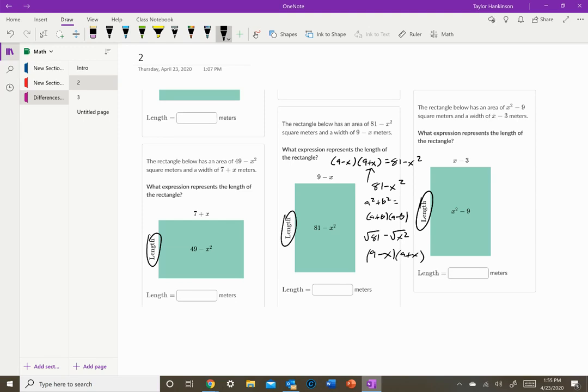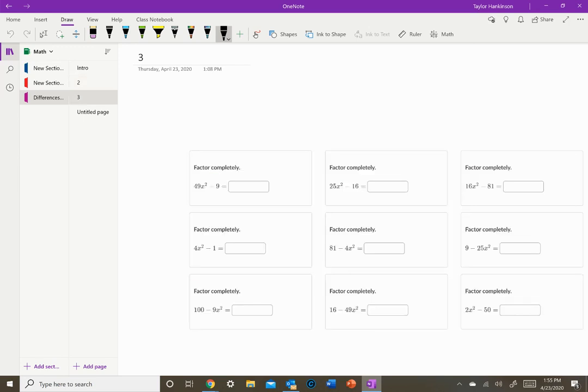For this third one in the bottom right corner, I have one of my terms, x minus 3, times something equals x squared minus 9. This one is a difference of perfect squares. The difference is the subtraction sign, and both x squared and 9 have square roots. So up here I have x minus 3, and then I can just do the opposite, x plus 3.